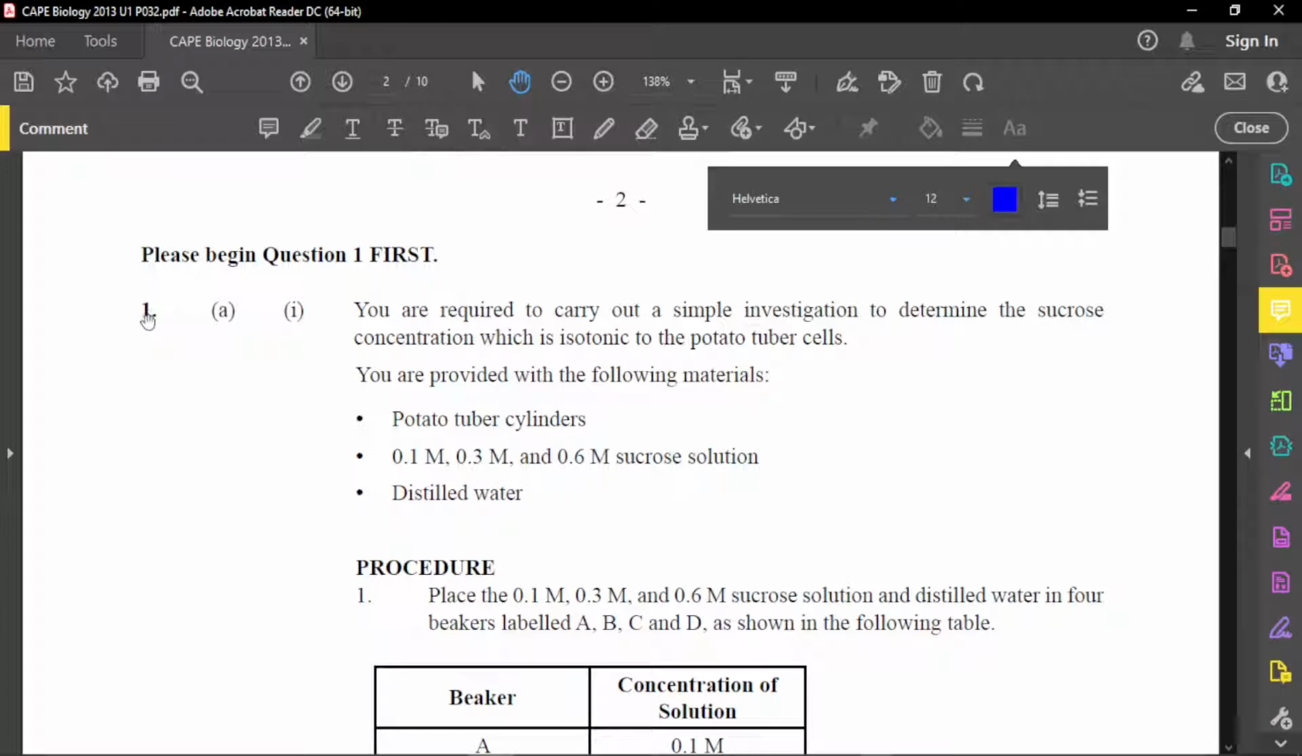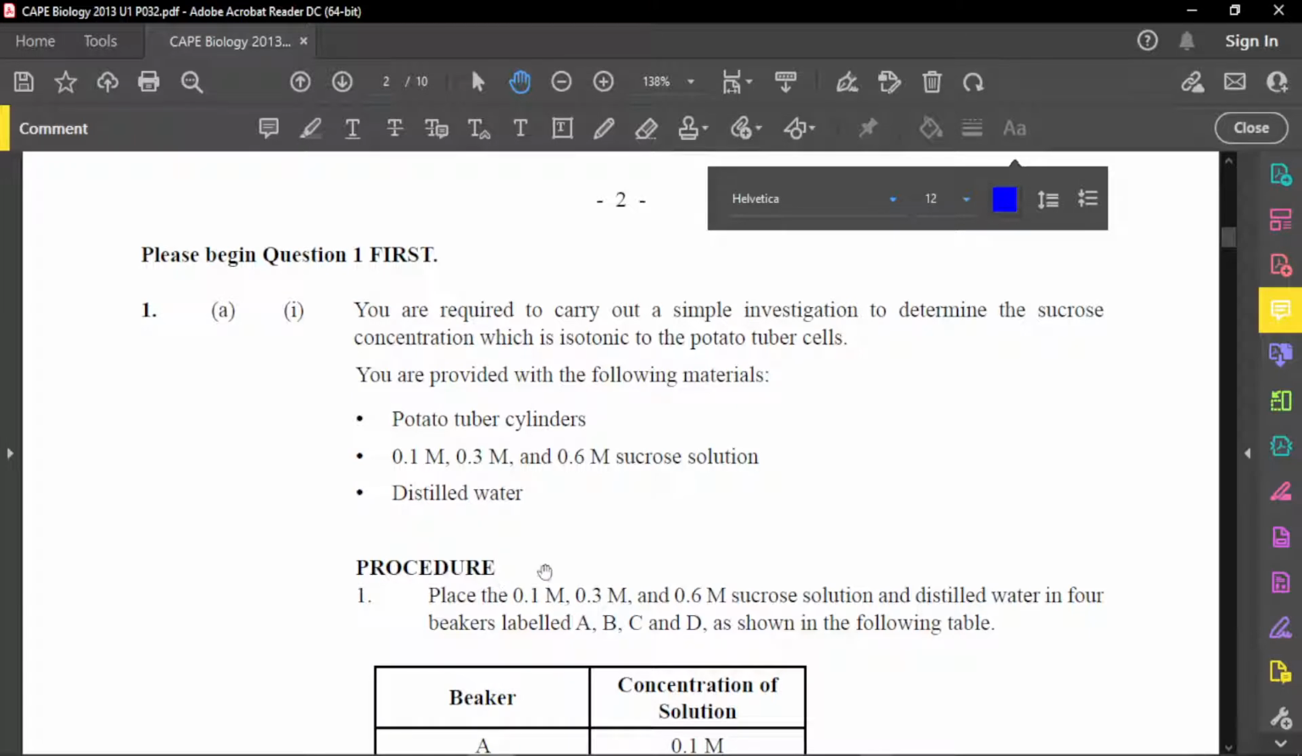All right. So anyhow, question number 1, part A1, you're required to carry out a simple investigation determining the sucrose concentration which is isotonic to potato tuber cells. It says you are provided with the following materials. So you have potato tuber cylinders. You have a 0.1, a 0.3, and a 0.6 molar concentration of sucrose solution. And you also have distilled water.